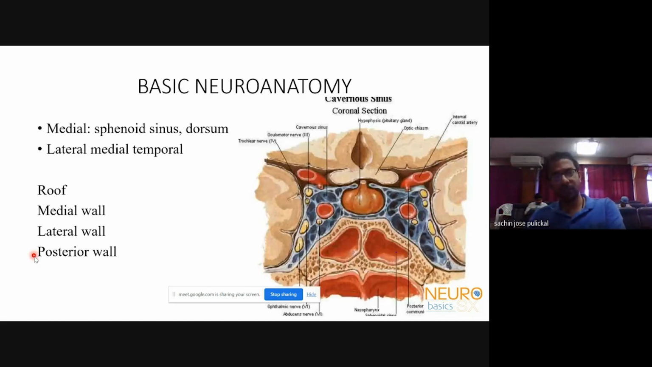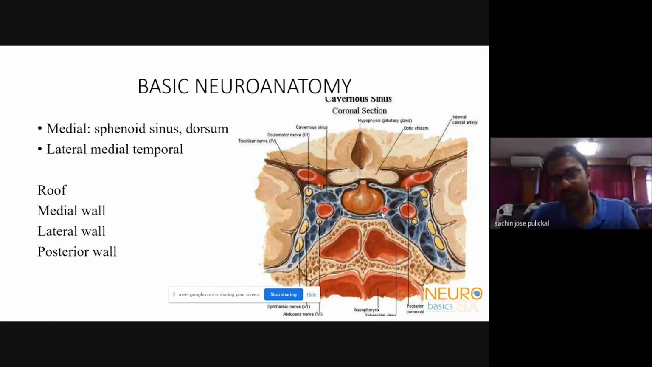Coming to the basic neuroanatomy which we know from our MBBS, this is a basic picture which we all would have studied. There are some inaccuracies in it. The cavernous sinus is situated on the lateral aspect of the body of the sphenoid. In the center we have the pituitary sitting over it. So the cavernous sinus is situated between the pituitary and the sphenoid sinus medially, and the temporal lobe laterally.